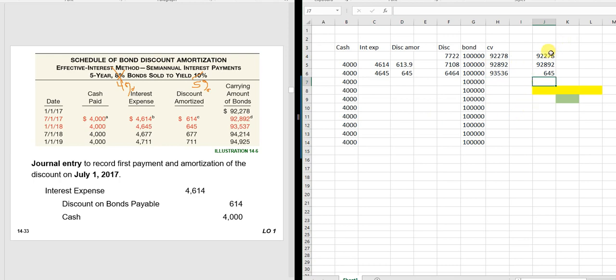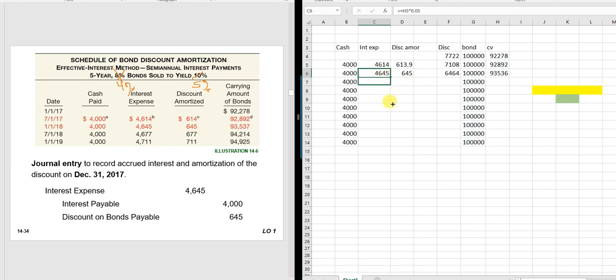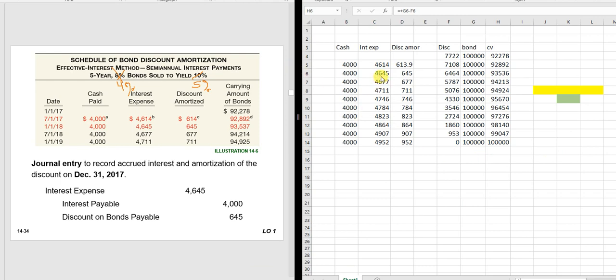Okay? So now what I'm going to do is do maybe one more line, then I'm just going to copy them down. So I know my cash is always credited for 4,000. So notice the next entry is, again, only because it's not cash, because they pay it on January 1st instead of December 31st. Cash is 4,000. Interest expense is 46.45, and my discount is 6.45. I'm going to pull that on down, which didn't work, so I've had to do all my cells at once.